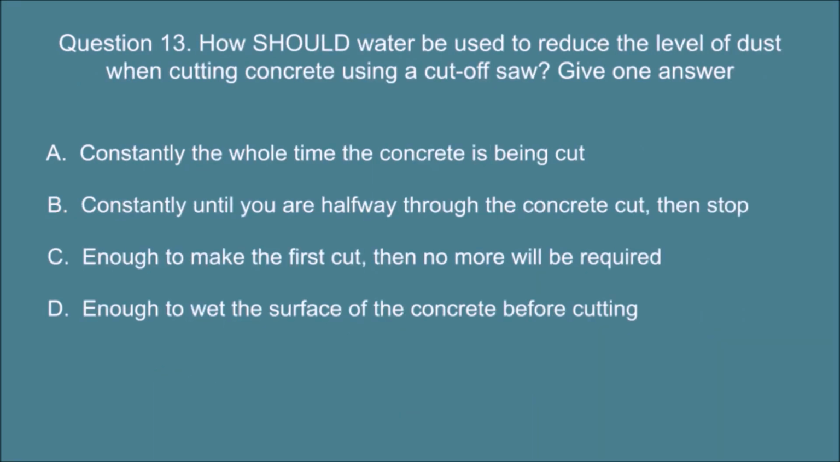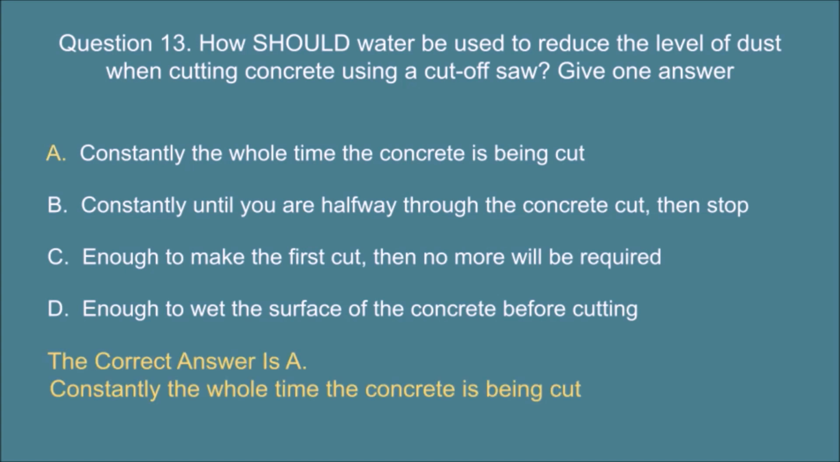Question 13. How should water be used to reduce the level of dust when cutting concrete using a cut-off saw? Give one answer. A. Constantly the whole time the concrete is being cut. B. Constantly until you are halfway through the concrete cut, then stop. C. Enough to make the first cut, then no more will be required. D. Enough to wet the surface of the concrete before cutting. The correct answer is A. Constantly the whole time the concrete is being cut.